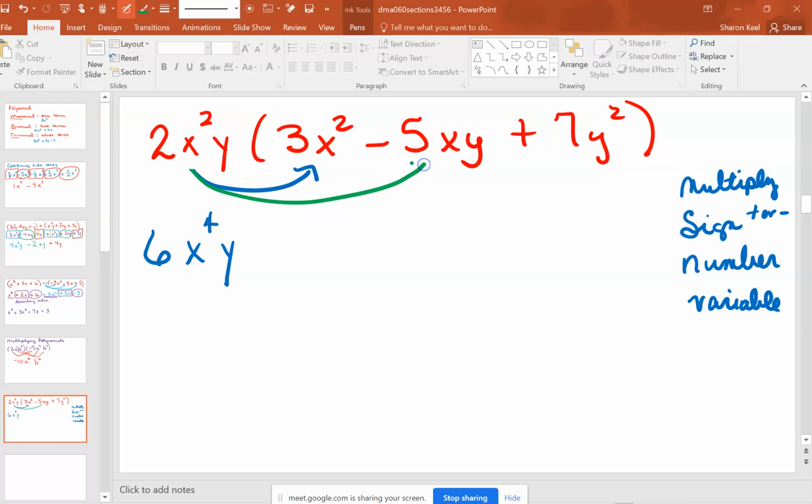Then we're going to distribute it with the second one. 2 times negative 5 would give us negative 10. For the x, we have 2 and 1. That gives me a total of 3 x's. For the y, I have 1 and 1. That's going to give me y squared.